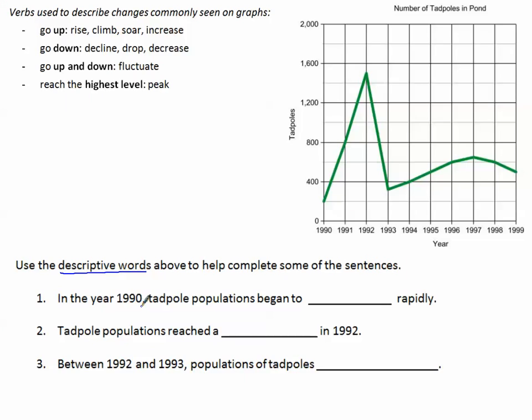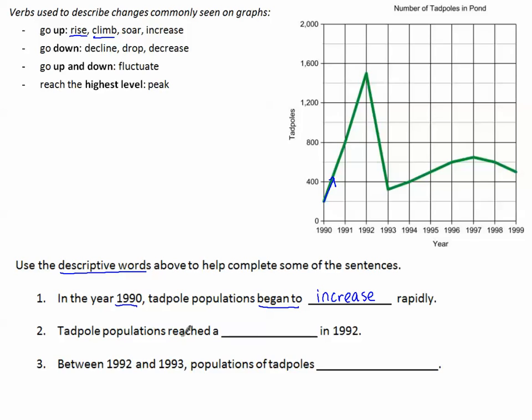In the year 1990, tadpole populations began to, so looking at 1990, began to do what? Well, I see they're going up, so I can say increase rapidly. I could have said rise or climb. Increase is also a good choice. Maybe you pause the video and see if you can fill out these and come back and check how you did.